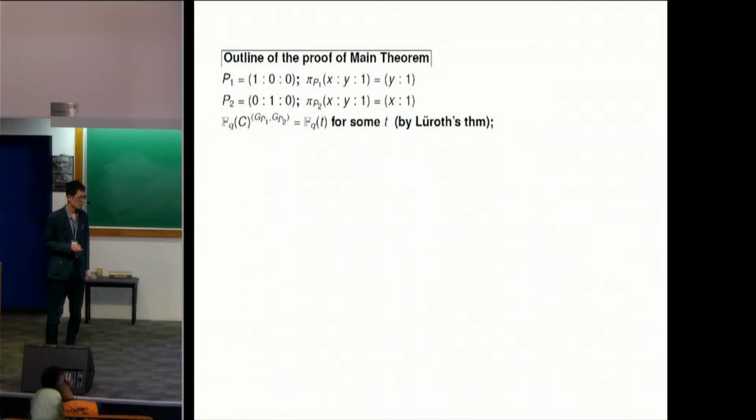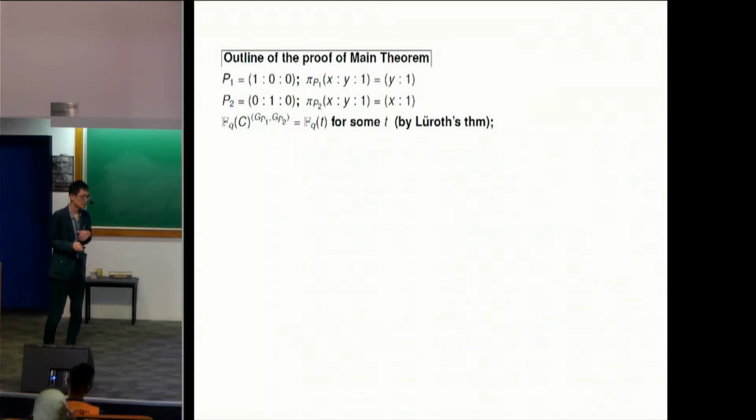The fixed field by the generated group is rational according to Luroth's theorem. This field is a subfield of the projection, a subfield of the field coming from pi P1. Therefore, we can use Luroth's theorem.